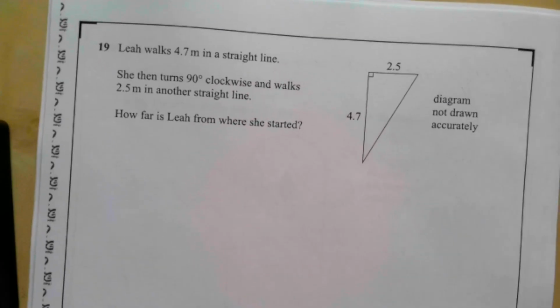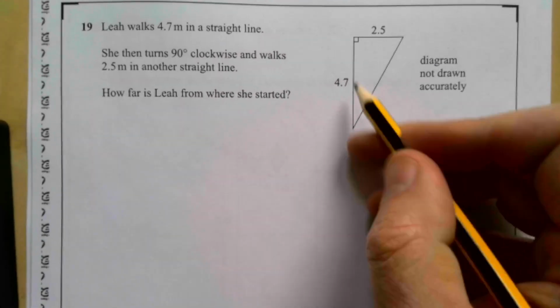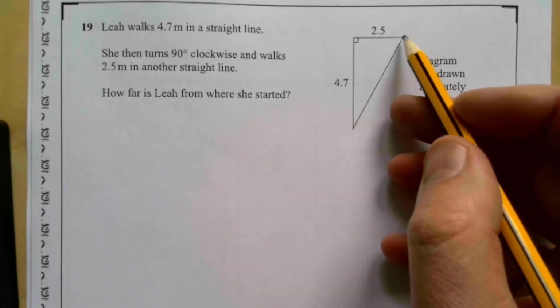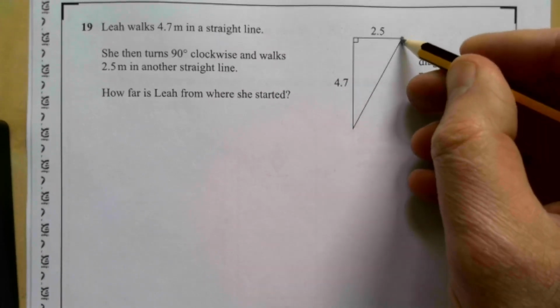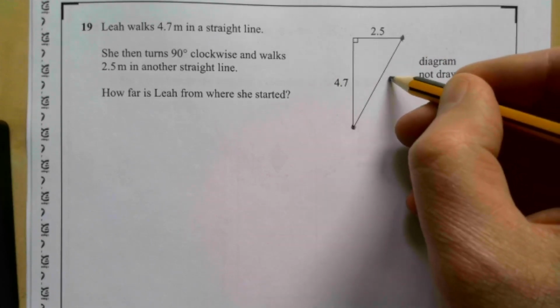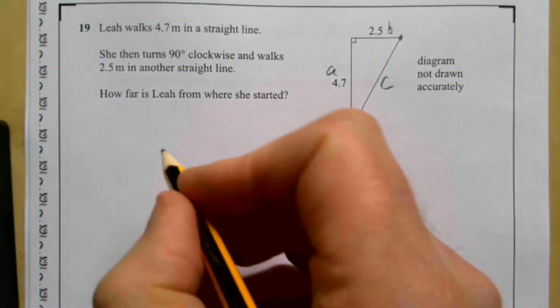Leah walks 4.7 meters in a straight line. She then turns, so she's walking up this way, assume 90 degrees clockwise, and walks this way. How far is Leah from where she started? So she's now here, she started here, so we need this distance here, and hopefully you can see then it's going to be a Pythagoras. So that's my C, A, and B.